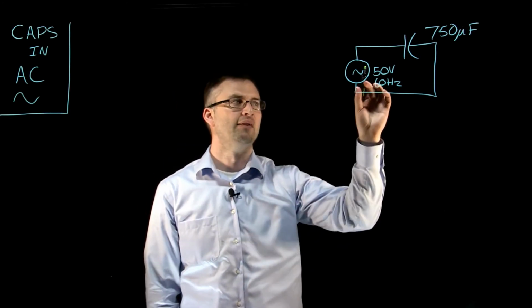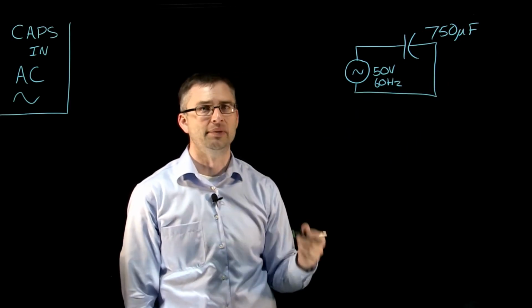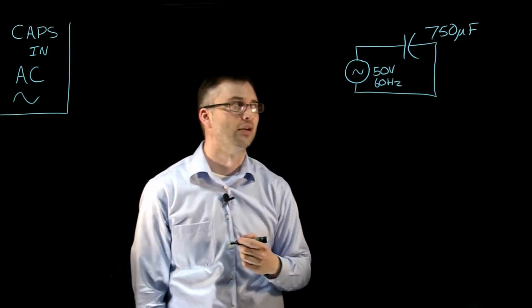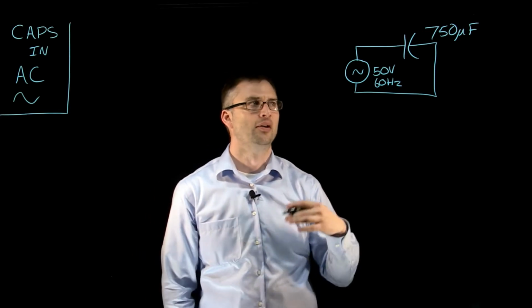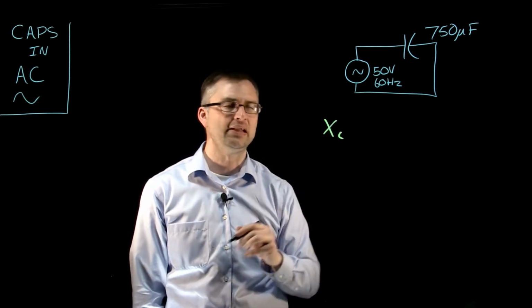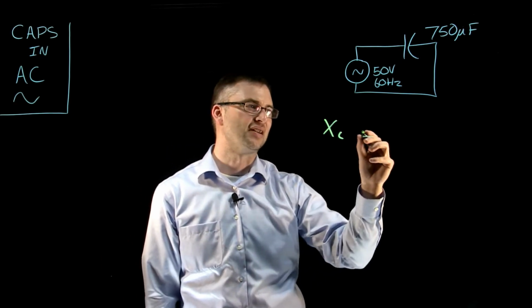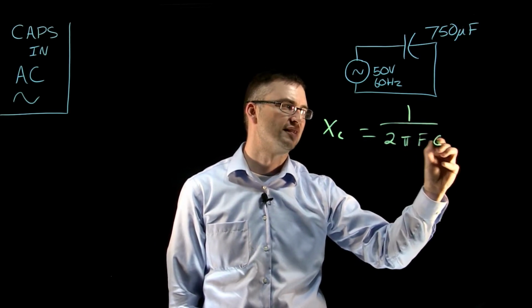So we've got a 50 volt source at 60 hertz, and we have a 750 microfarad capacitor. All right, so it's a fairly large capacitor. Now, the very first thing we want to do is figure out what's the current limiting effect. And in this circuit, it will be XC, capacitive reactance. So the XC formula is 1 over 2 pi times F times C.